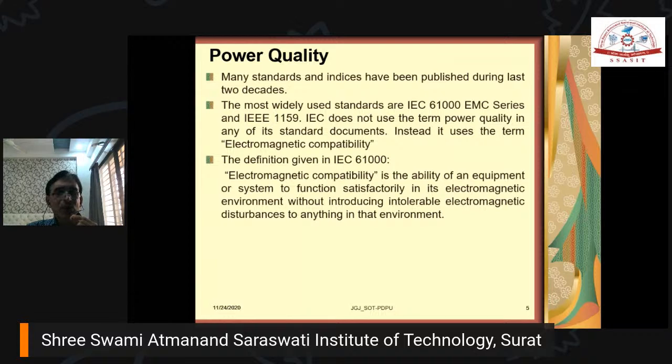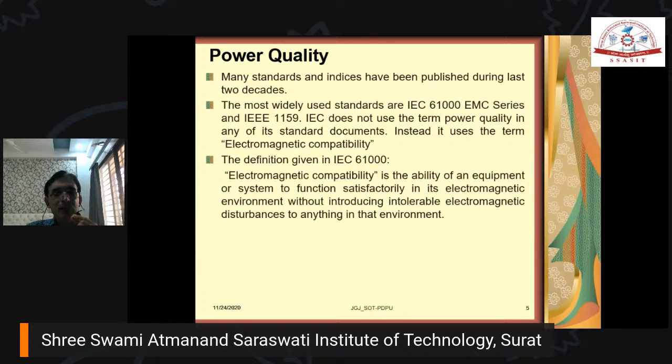Now, I have already told you the IEC does not use the term power quality. IEEE standards use the term power quality, but the IEC does not use the term power quality in any of its standards. Instead, the IEC uses the term electromagnetic compatibility.